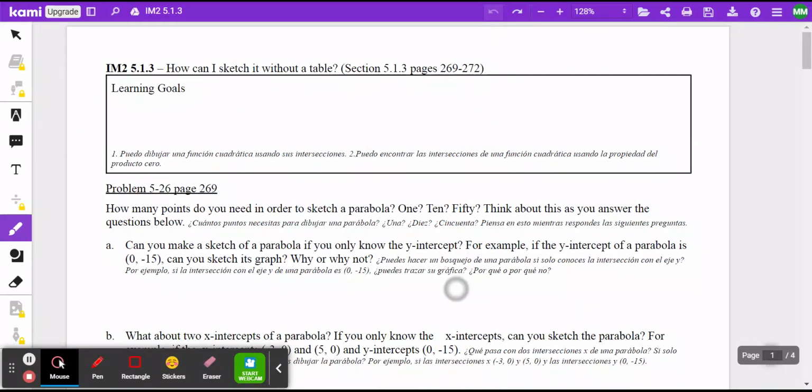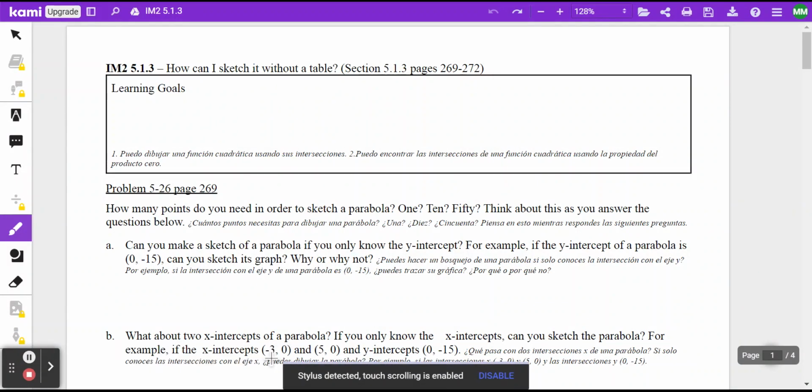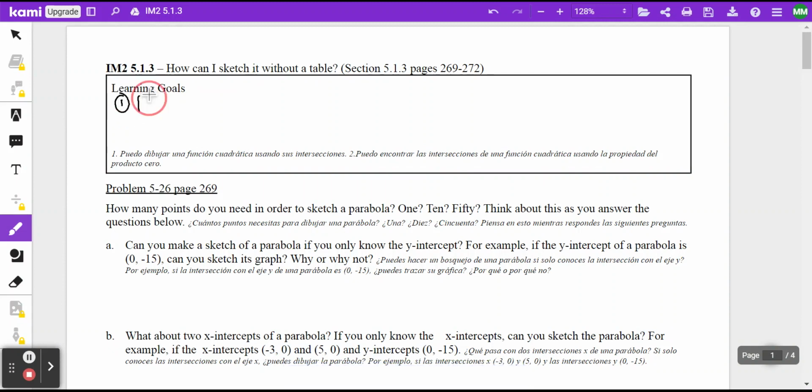How can I sketch it without a table? Okay, we have two learning goals today. First, I will be able to draw a function using its intercepts. And I should have said a quadratic function. Period.